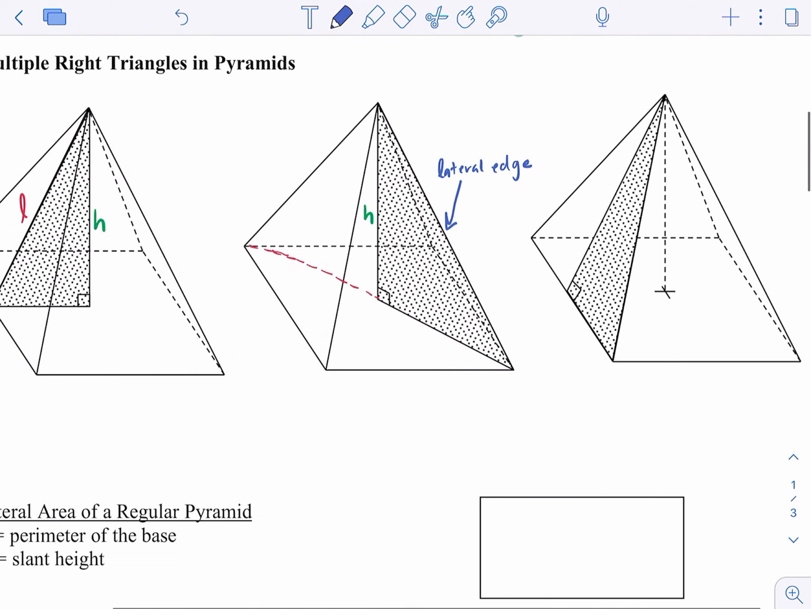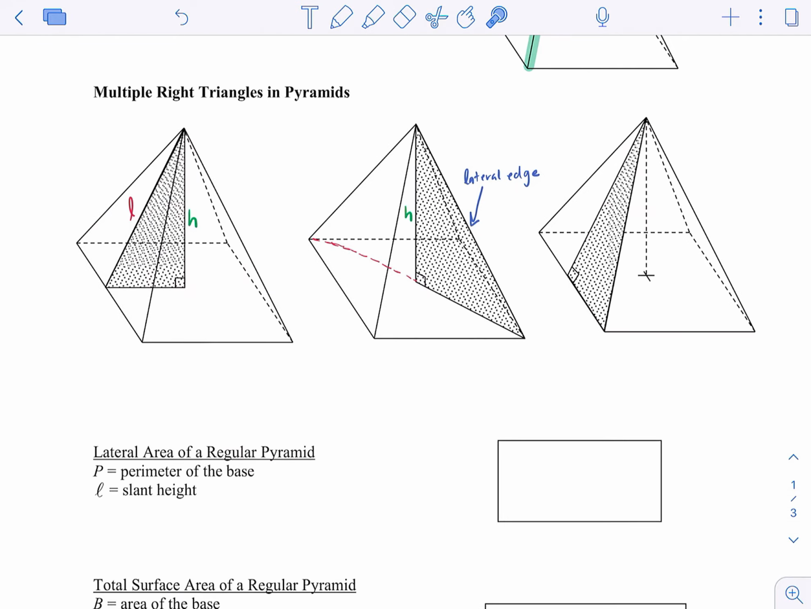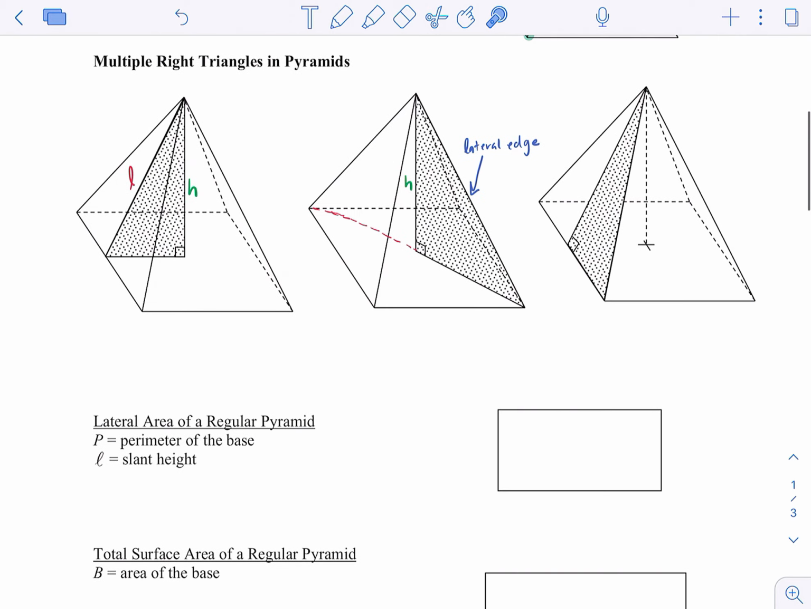And lastly, if I were to take one of the triangles and cut it in half, that also forms a right triangle. It's half of one of the sides, it's the slant height, and then it's the lateral edge as the hypotenuse. So those are three possible right triangles. So here's what we got.